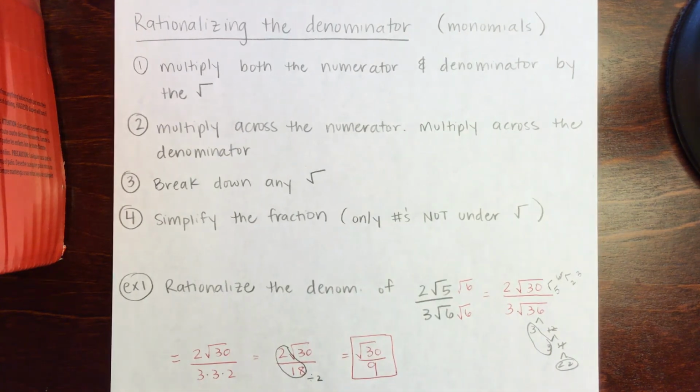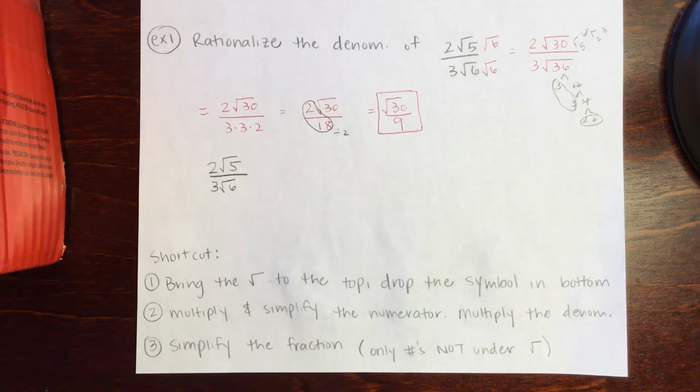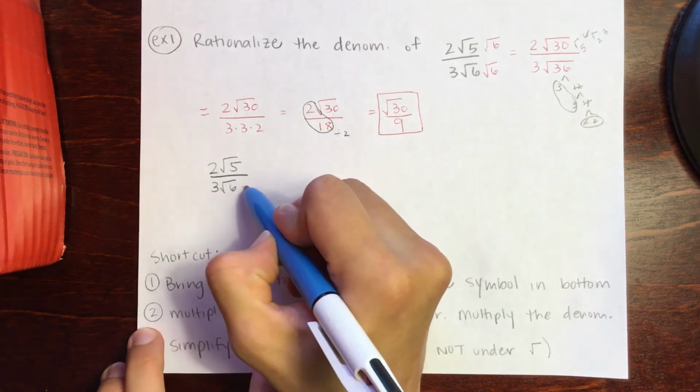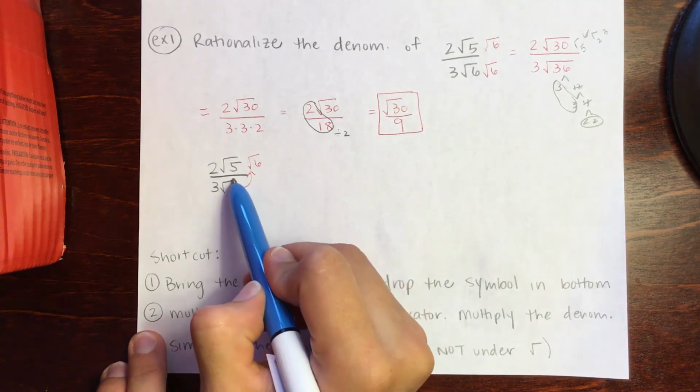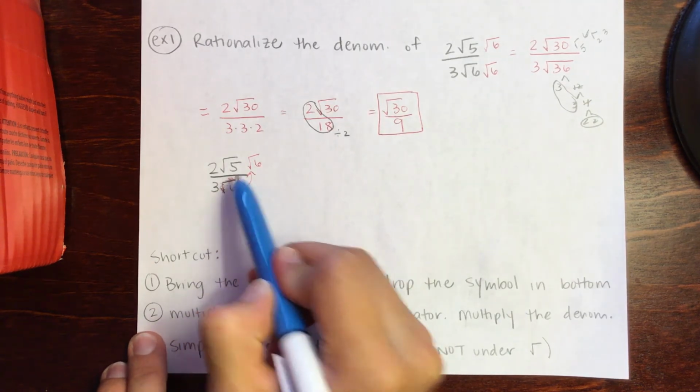All right, that is the full steps of what we're doing, but really there's kind of a shortcut here. What you end up doing is the same thing, but it's just not actually writing out all of the mathematical steps. Bring your square root to the top, so square root 6 goes in the top, and drop the square root symbol in the bottom.